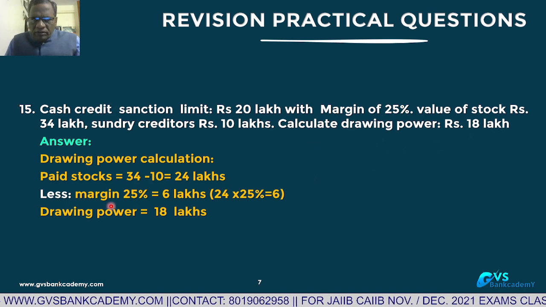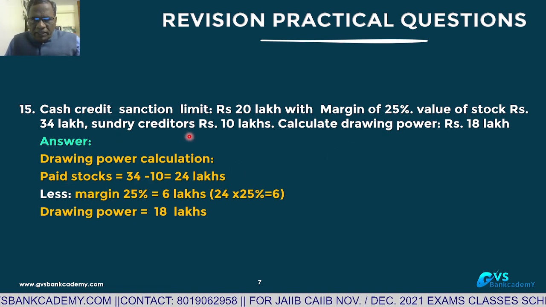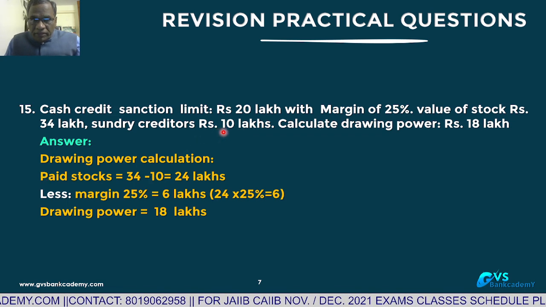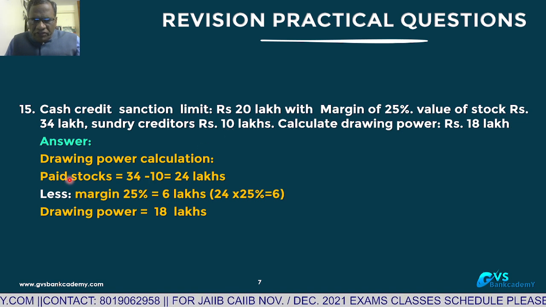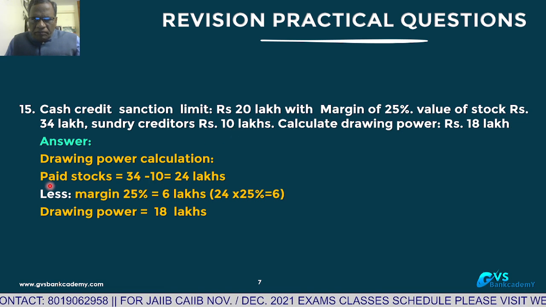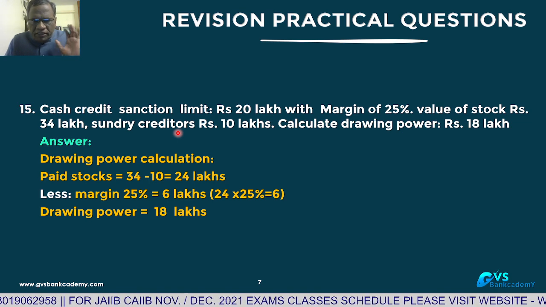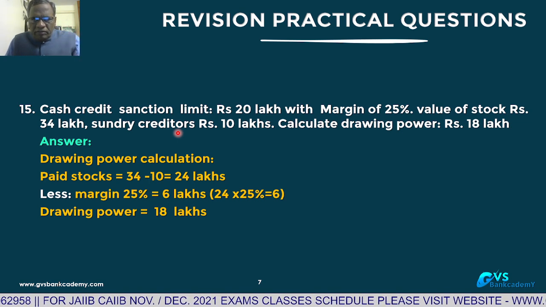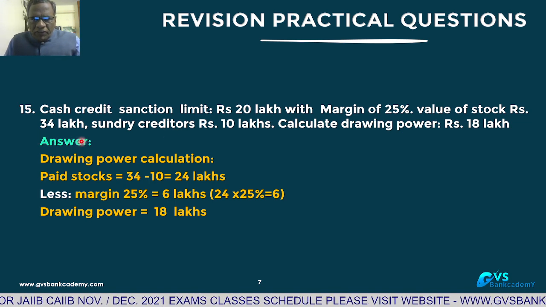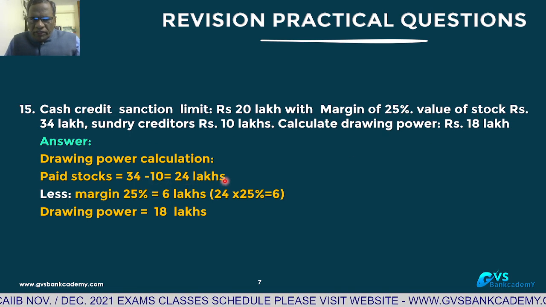How 18 lakhs? Paid stock is equal to value of stock 34 lakhs minus sundry creditors. Sundry creditors means unpaid stock. Now we are calculating paid stock: total stock 34 lakhs minus unpaid stock 10 lakhs. Paid stock is 24 lakhs. So at the time of calculation of drawing power, sundry creditors you have to deduct from the value of stock.